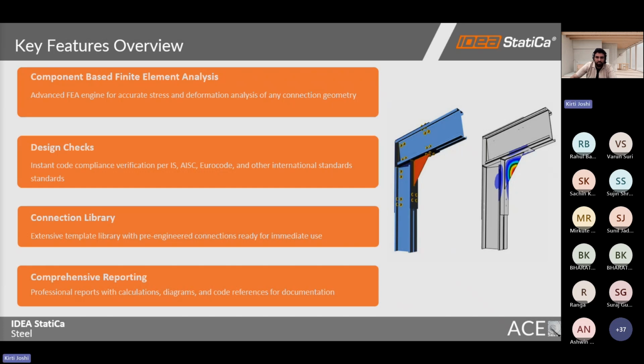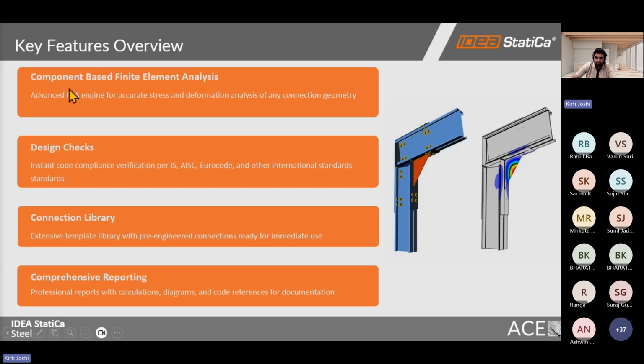So here are some of the key features I've highlighted for IDEA StatiCa that can be used for steel connection design. The first is, as I mentioned, it uses the CBFM analysis, which allows the evaluation of the stress and deformation in the connection component. At the same time, the software also performs the design checks, as I mentioned, as per the IS code or other international standards like the AISC, Eurocode, Australian code, and many more.